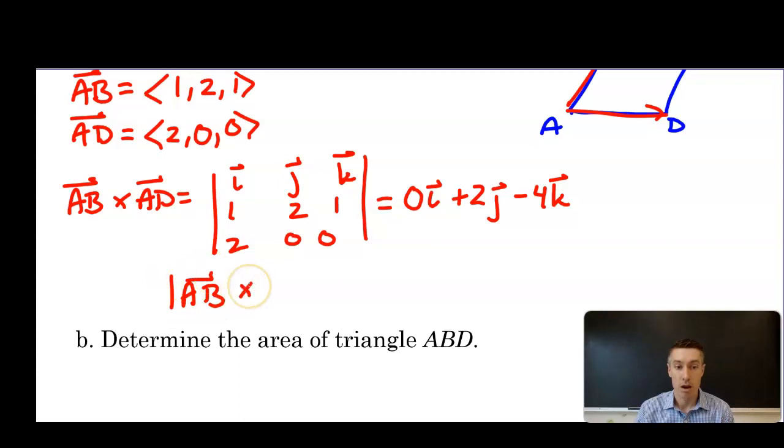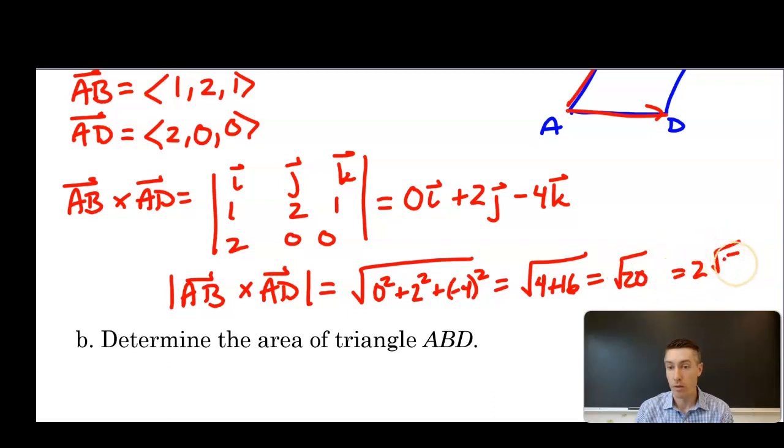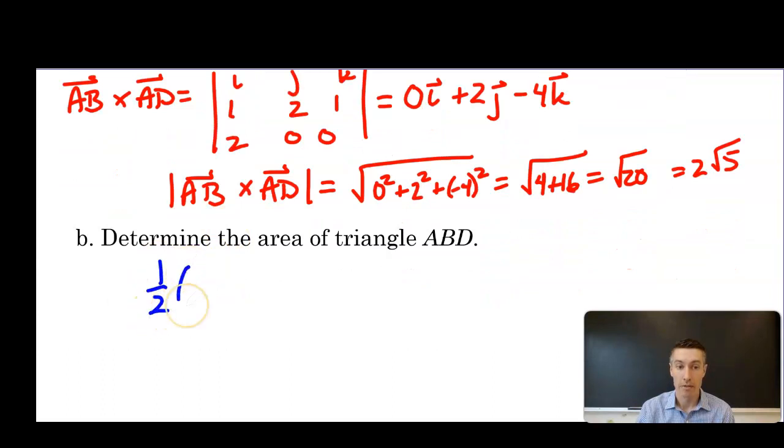The magnitude of AB crossed with AD is equal to the square root of 0 squared plus 2 squared plus negative 4 squared. So 4 plus 16, square root of 20, or 2 square root of 5. So if we want the area of triangle ABD, if we drew that diagonal right across the parallelogram, that's going to be 1/2 times the area of the parallelogram. So 1/2 times 2 square root of 5, so square root of 5. So easy extension to find the area of the triangle.